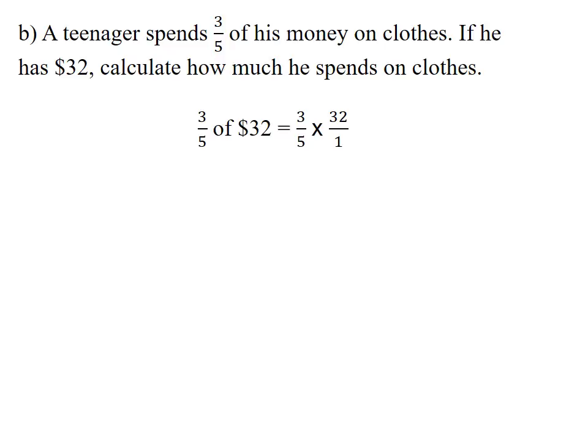Multiply the top line, 3 times 32, that's 96. 5 times 1 is 5. And then we just do the division. 96 divided by 5 gives us $19.20.